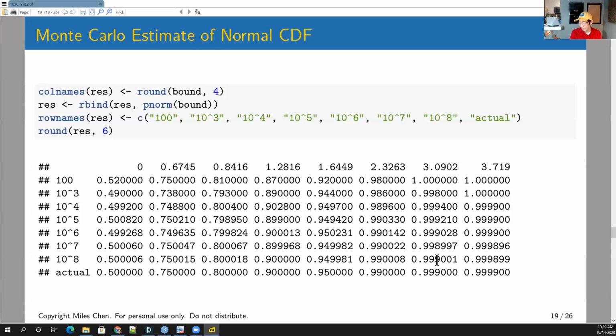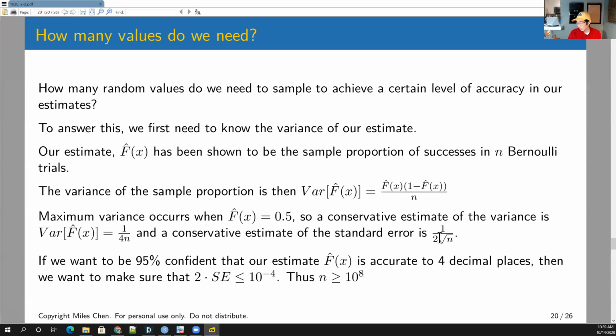But that's what we have. So the accuracy kind of converges at a rate of 1 over the square root of n there. All right. Is that okay?